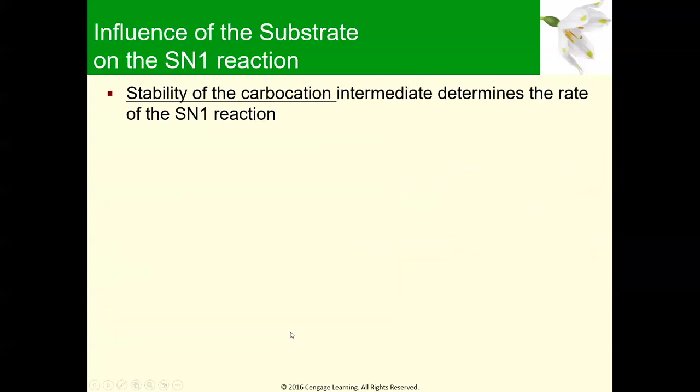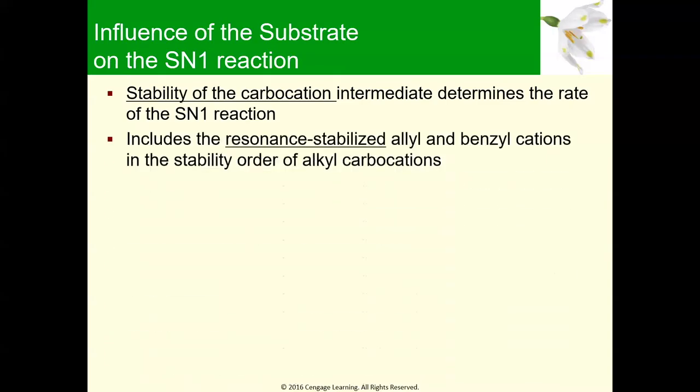Okay, so how do we know if an SN1 reaction is going to occur? It all has to do with the stability of the carbocation. If the leaving group leaves and what's left behind is a stable carbocation, then it's probably going to proceed by an SN1 mechanism. If the leaving group leaves and what would be formed is an unstable carbocation, then it's probably not going to proceed by an SN1 reaction mechanism.